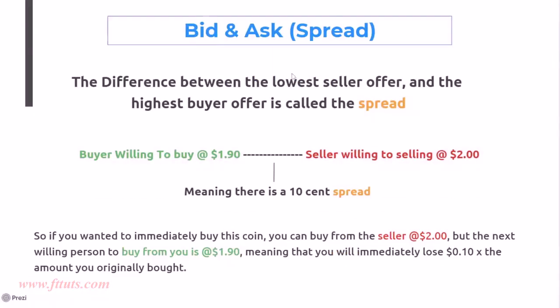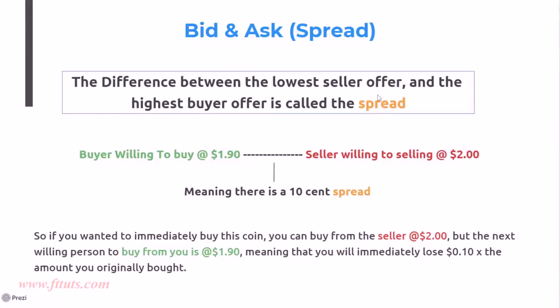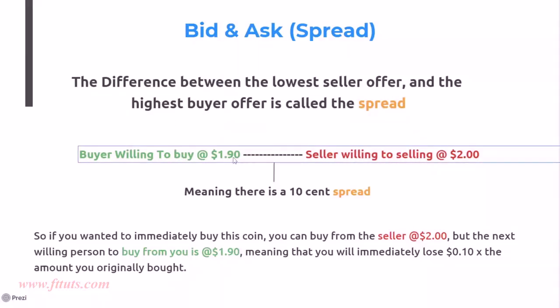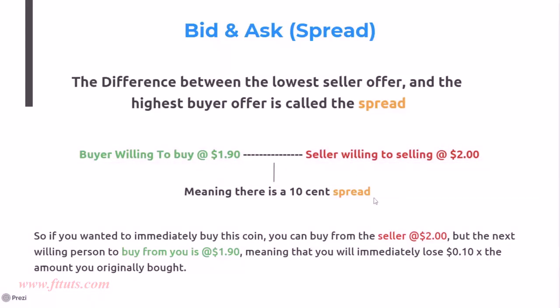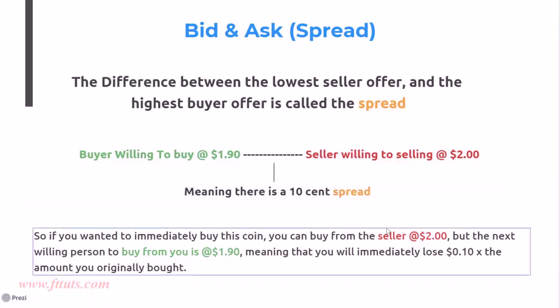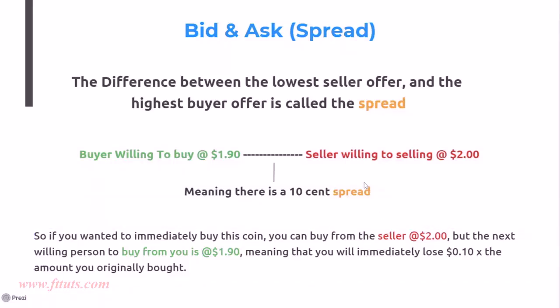Okay, so the bid and ask spread is the difference between the lowest seller offer and the highest buyer offer, called the spread. If a buyer is willing to buy at $1.90 and the seller is willing to sell at $2, that means there's a 10-cent spread. If you see us talking about that term, which we often will when we're talking about liquidity, this is the difference between the buyer and the seller.